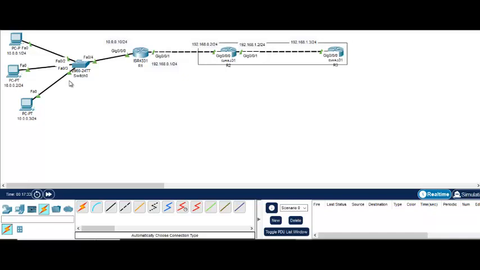So NATing, correct. Let's say in your office, this computer needs to be pinged from R3 as well as from this PC to R3. Bidirectional reachability needs to be there. Both ways the reachability should be there. What we will do? You need static NAT, not normal NAT, static NAT.